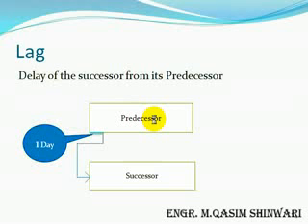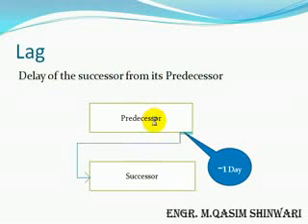But if we want to give a lag of 1 day just before the predecessor ends, as in this case you can see that 1 day before the predecessor ends, the successor will start, then we will enter the value of lag as negative. As it is shown here, it's highlighting -1 day.